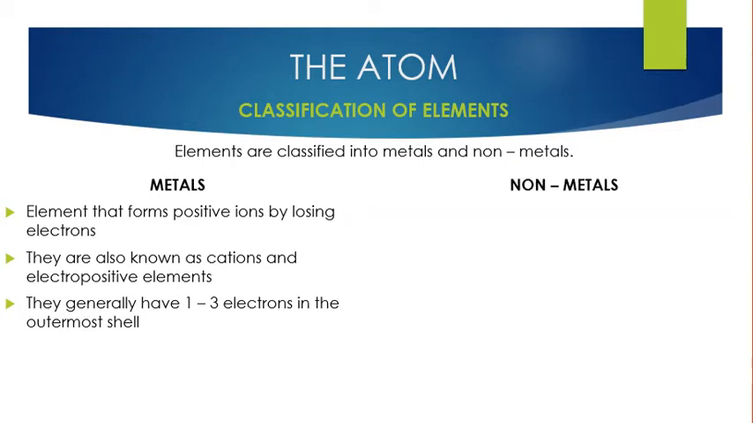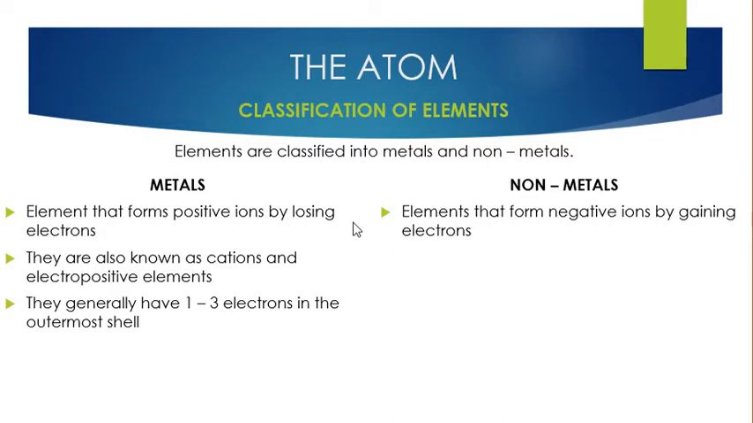Non-metals are just the opposite of metals. So the first thing is that they are elements that form negative ions by gaining electrons. You see, we're just negating the main words. So elements that form, what's the opposite of positive? Negative, right? What's the opposite of losing? Gaining. So they are elements that form negative ions by gaining electrons.